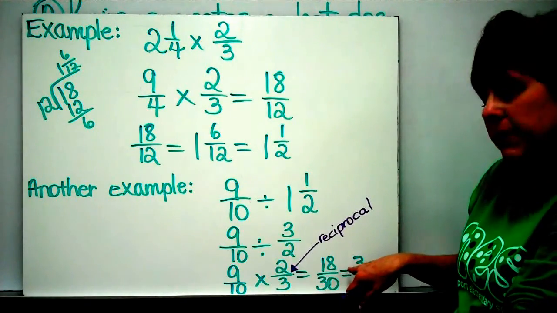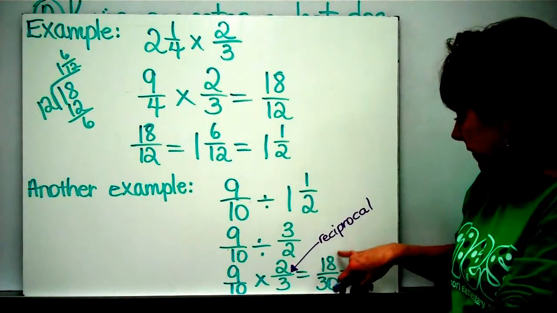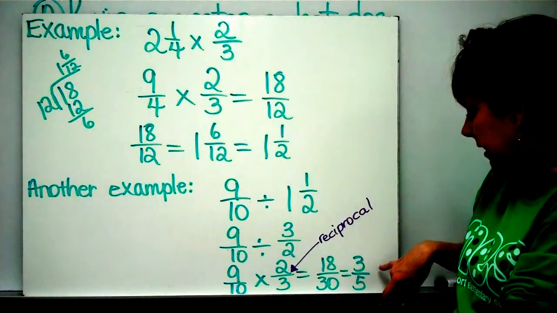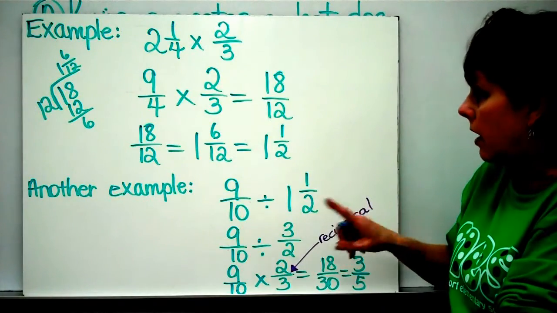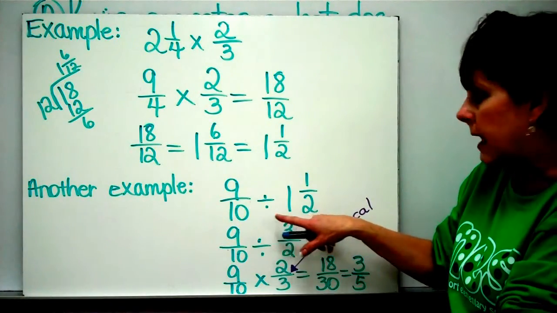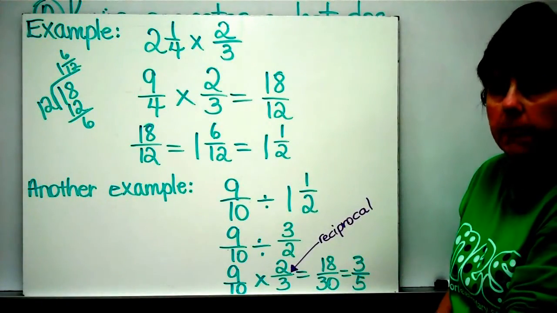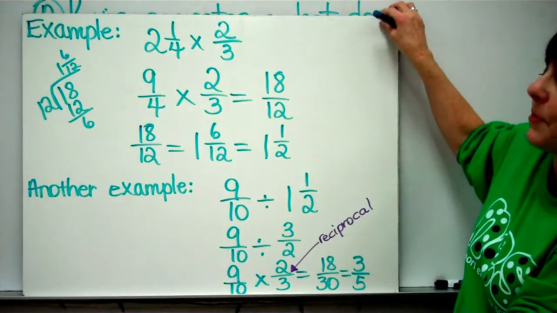18 and 30 can both be divided by 6. 18 divided by 6 is 3. 30 divided by 6 is 5, and our final answer is 3/5. So 9/10 divided by 1 1/2 is 3/5. Don't forget that reciprocal step.